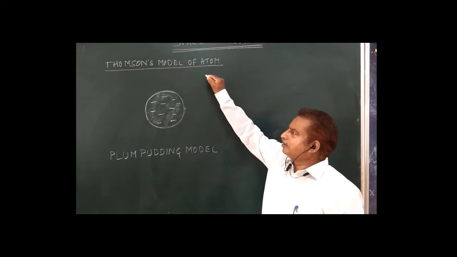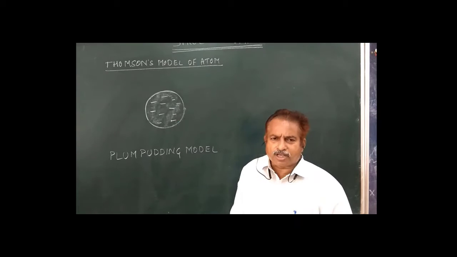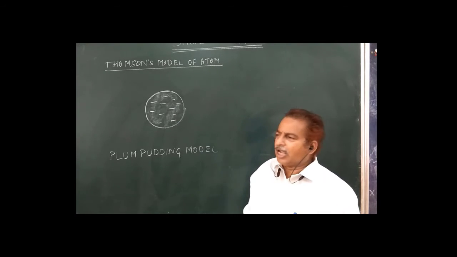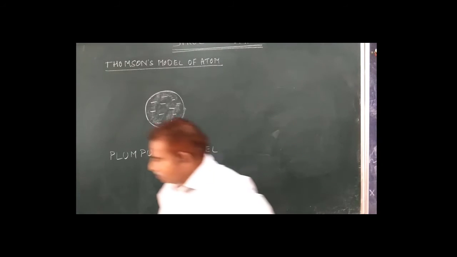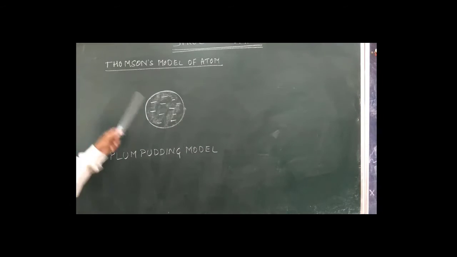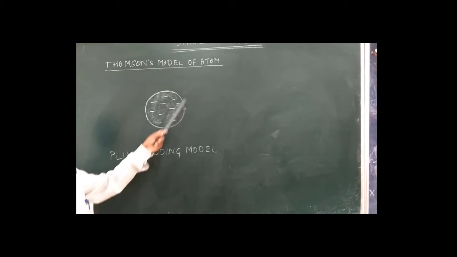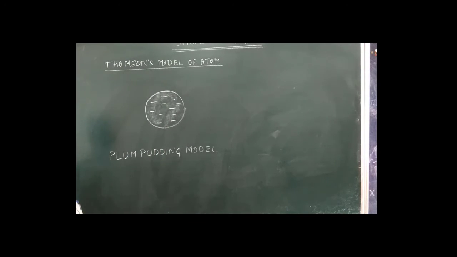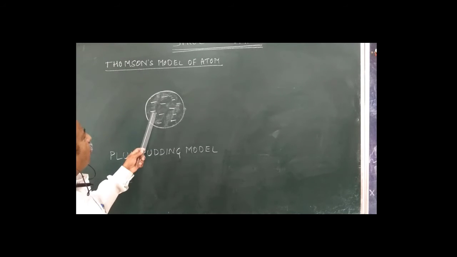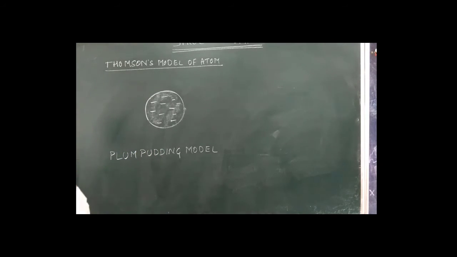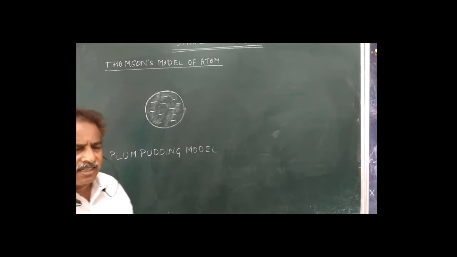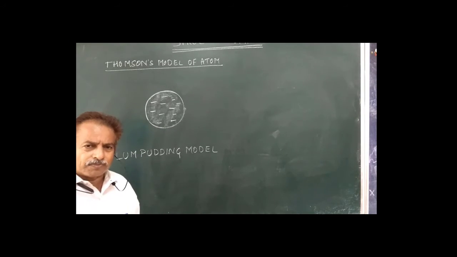Thomson proposed the arrangement of positive charge and negative charge in the atom, and that is known as Thomson's model of atom. According to his model, the atom is full of positive charge. So all this is positive charge. Negatively charged electrons are embedded all along the positive charge, just like the seeds in a watermelon fruit.